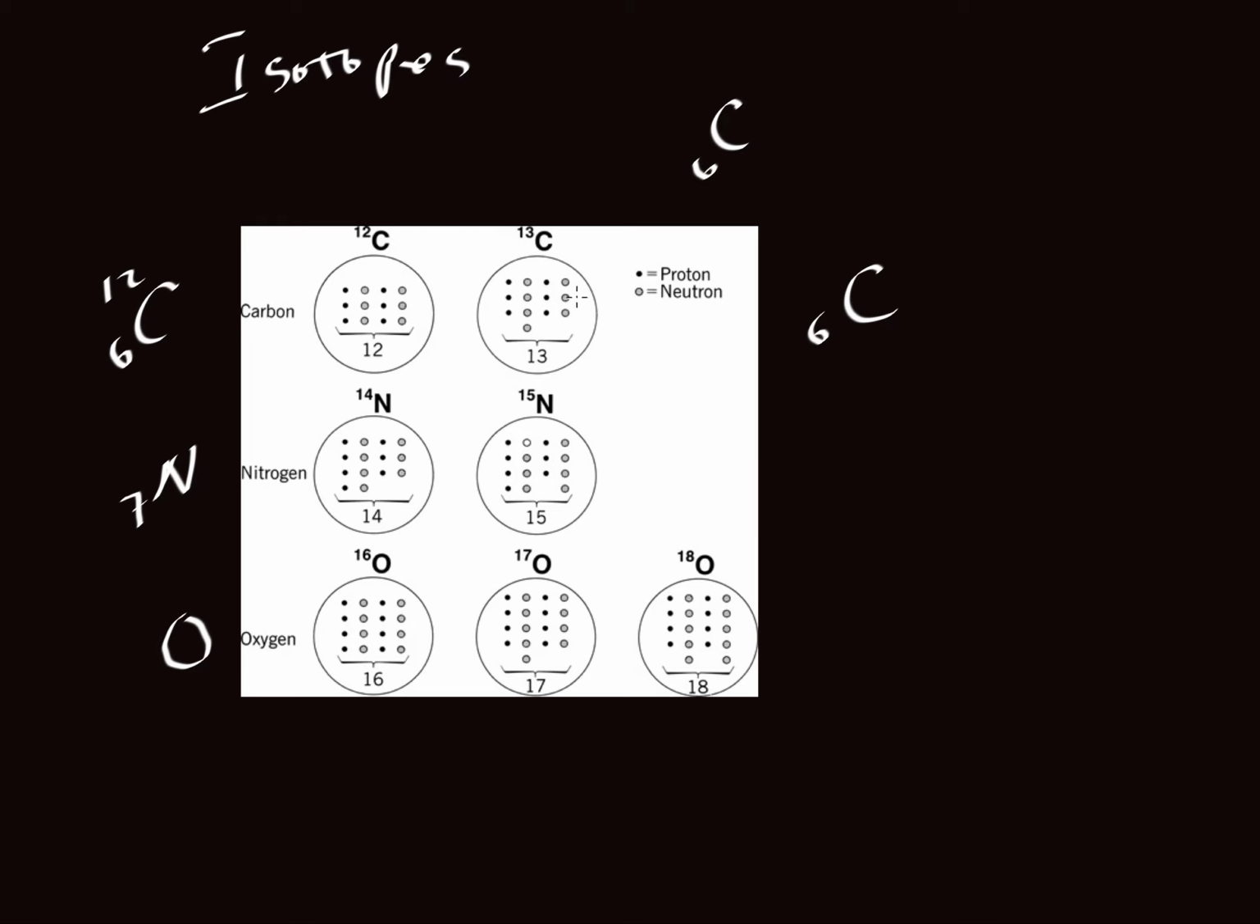However, while the number of protons is fixed for each element, the number of neutrons is not. So over here, we have 6 neutrons. So 6 neutrons and 6 protons gives a total atomic mass of 12. Here, though, we have 7 neutrons. So 7 neutrons plus 6 protons gives us a total atomic mass of 13.